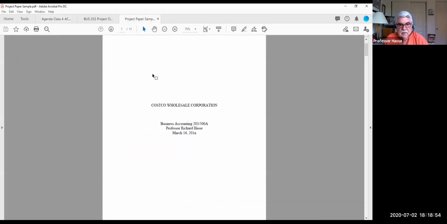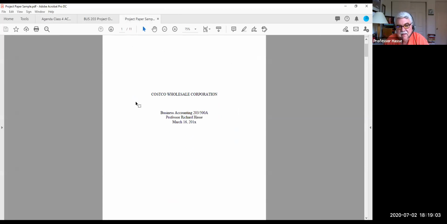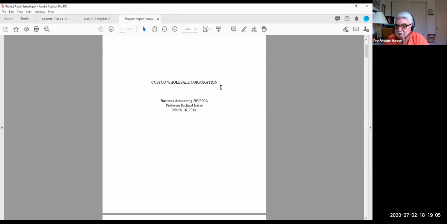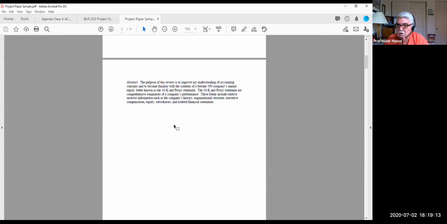Here's what the format looks like. This is a sample paper, and this is a sample paper that I give you in Blackboard. You can get a sample of this. This is what I mean by APA format. It has a title page with the name of the company you're reviewing and the information of our class. It gives what is called an abstract, which is the purpose of the paper. What are you going to be trying to do in this document?